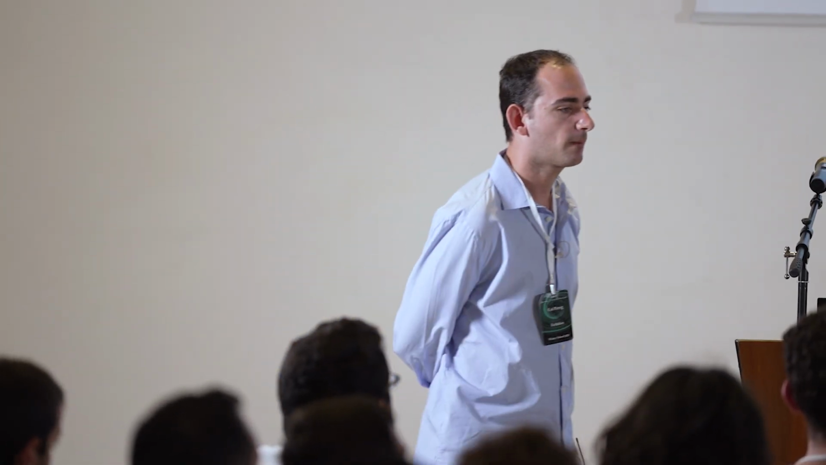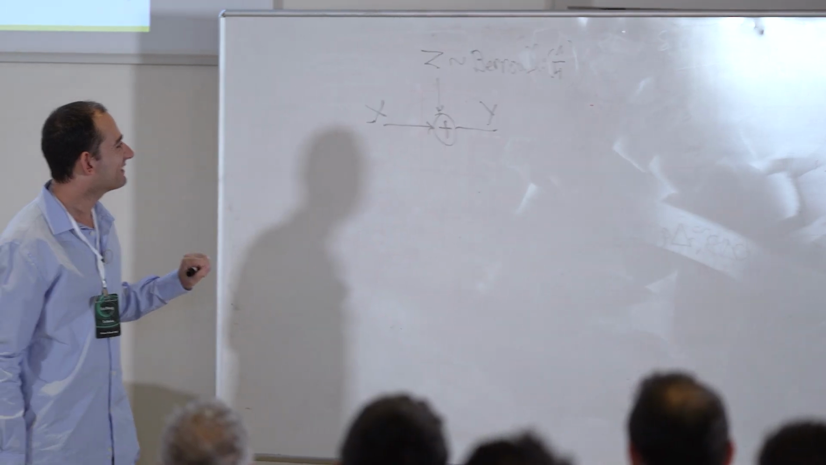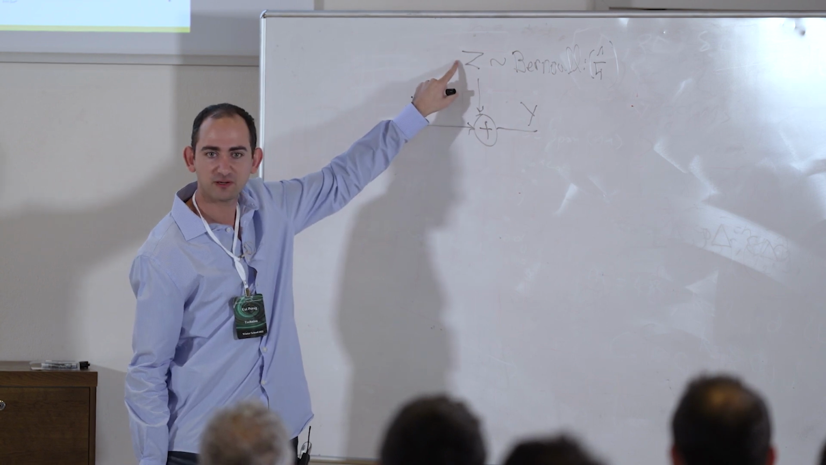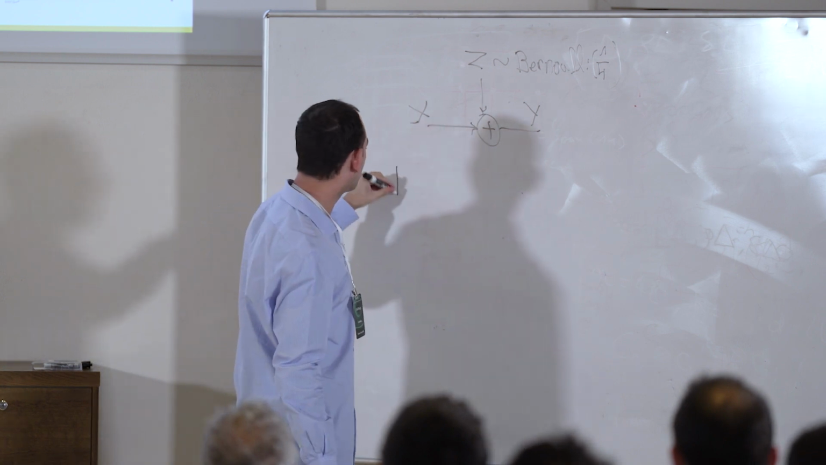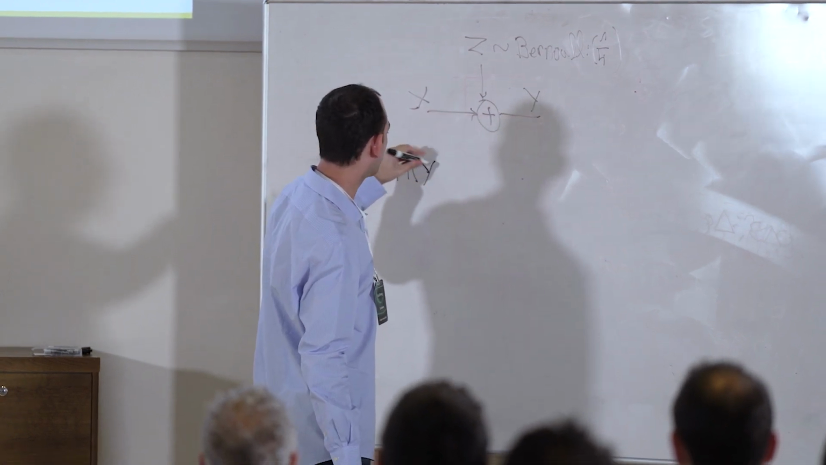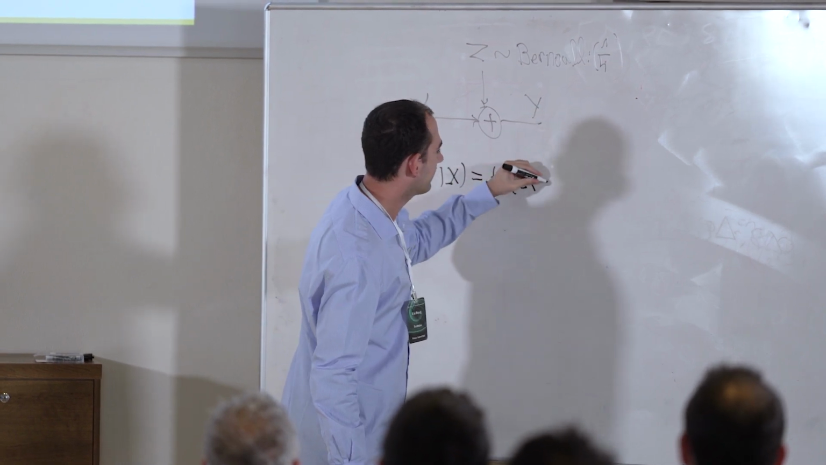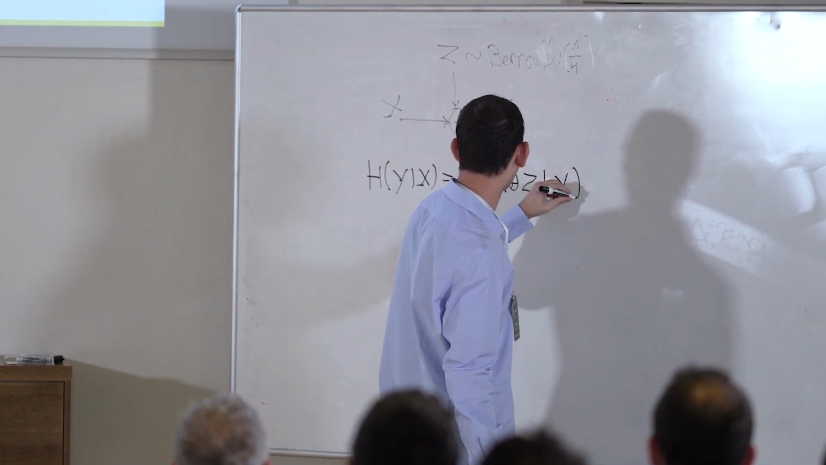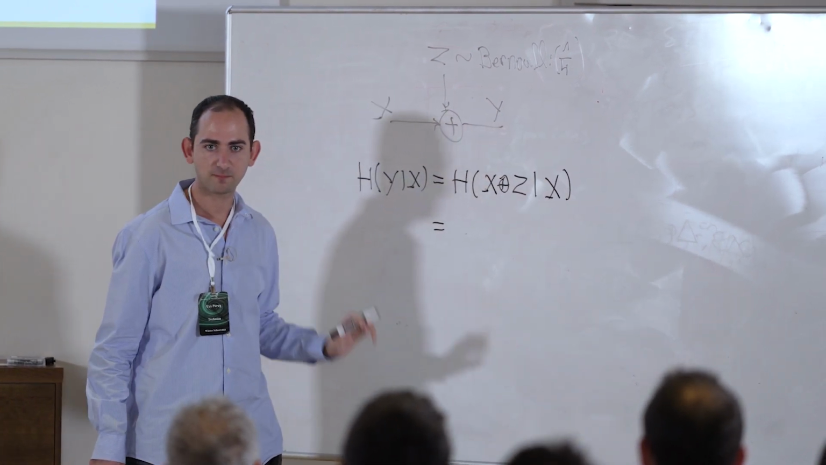Can you remind me why H of Y given X is H2 of epsilon? What was it? Is it a basic thing? Okay, so we can represent the channel this way, right? With an XOR operation with this Bernoulli quarter variable. So instead of writing H of Y given X, I can write that it's H of X XOR Z given X. Correct? You agree? Yes.